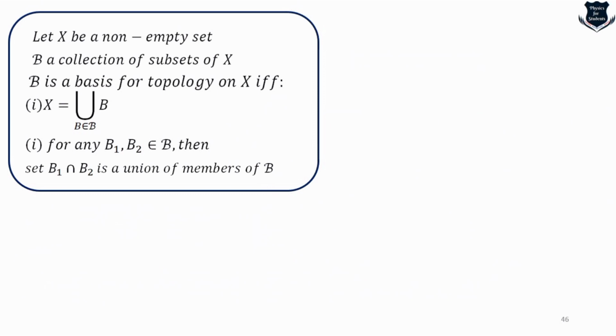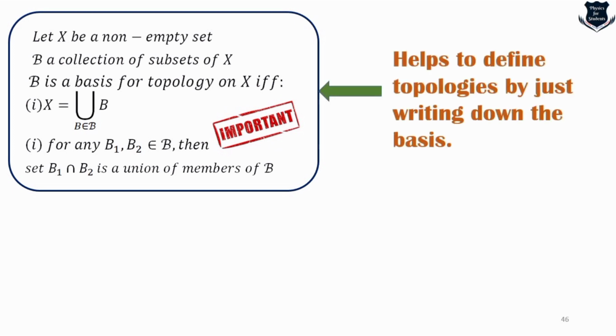Okay, so if we take this forward, this is important. I have marked it in red. Why important? Because this actually allows us to define topologies on Euclidean space, which is called a Euclidean topology, by simply writing down the basis. This is often easier than trying to describe all the open sets. So this helps to define topologies by just writing down the basis.